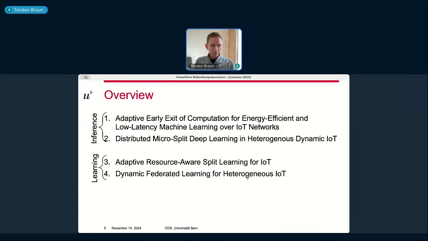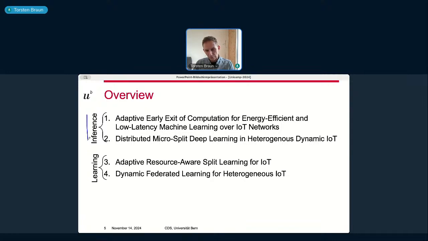And basically, Eric, who was the main person working on that topic, published a couple of papers describing these concepts. So the first two papers are about inference. It means in that case, we run the model partly on the IoT device and on the server, but the training is completely performed on a server.